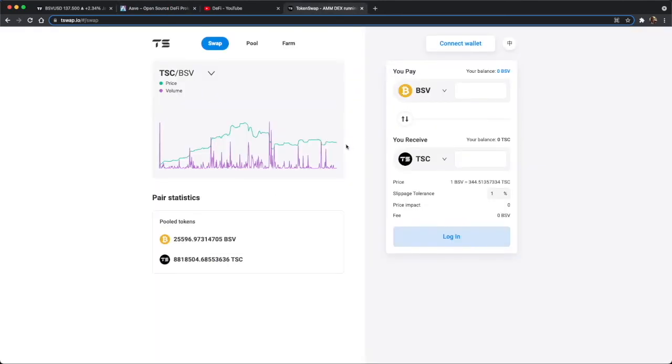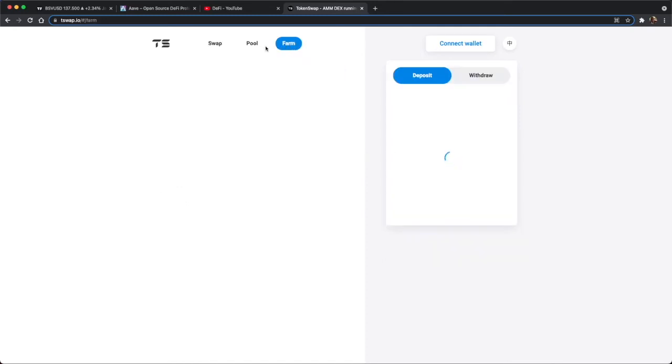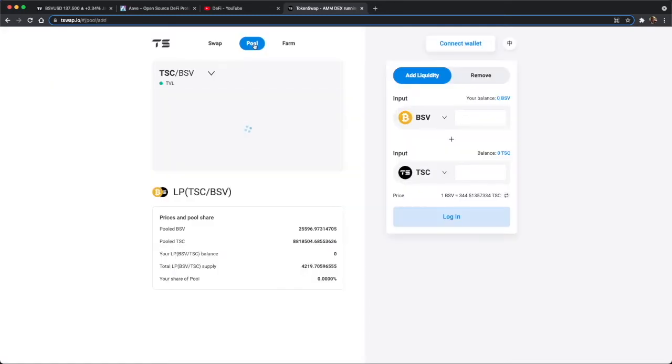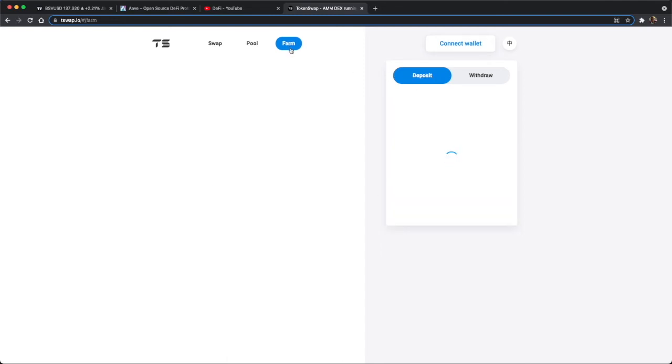TokenSwap has started it. I did farm. You have to provide liquidity first. So you get the liquidity pool, TSC, BSV. It shows up on your balance here. Then it'll show here. If you have something here, then you're able to put it into a farm.